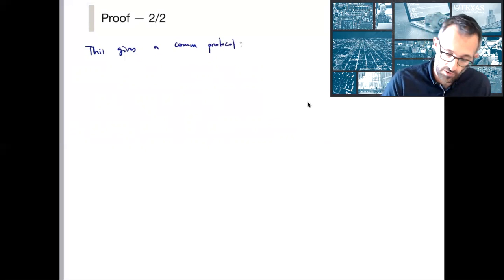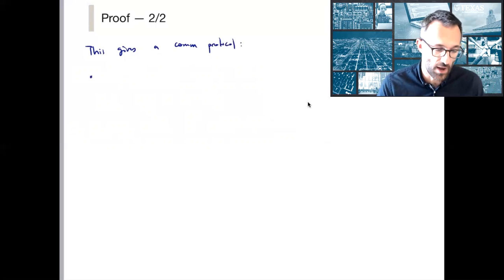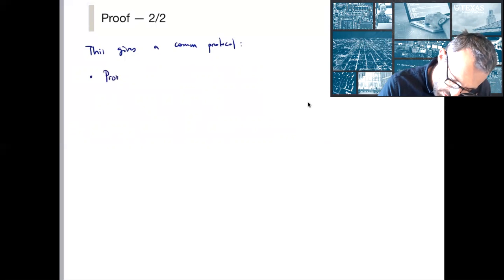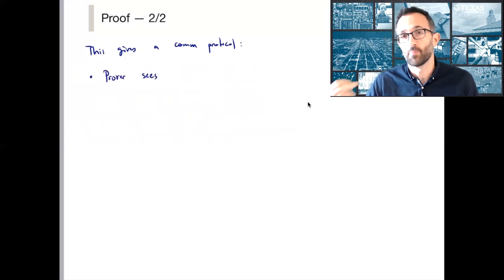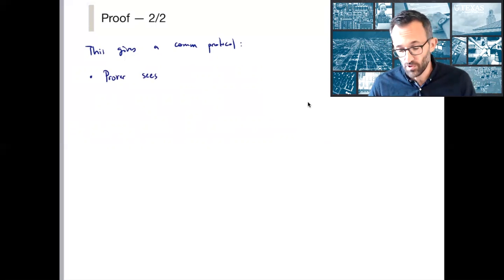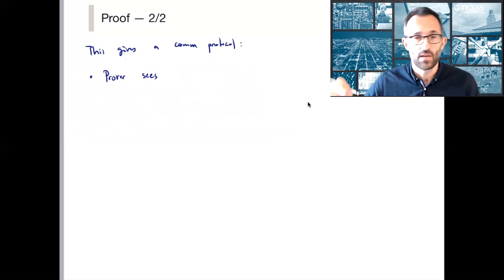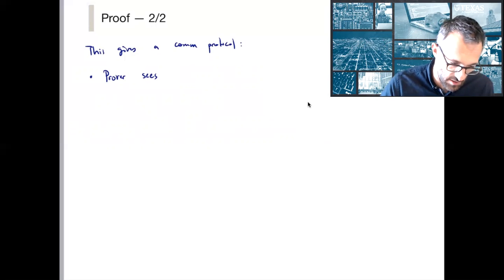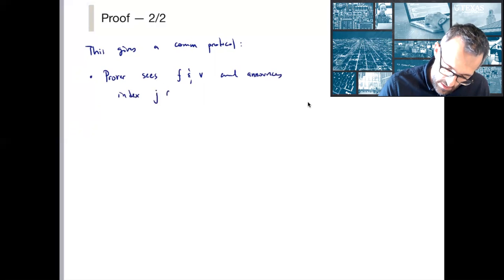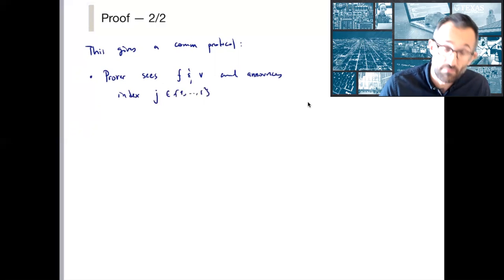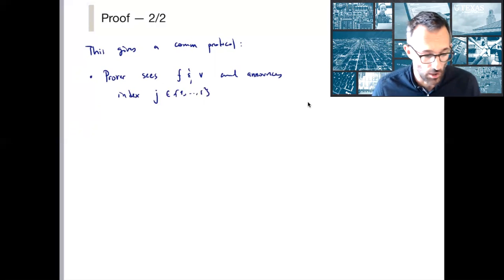And it's as follows. We can pretty much see what the prover has to do. The prover, recall, sees both Alice's x and Bob's y. In this case, the prover sees Alice's f, face, and Bob's v, vertex. So the prover sees f and v and announces index j, which is something between 1 and r. Therefore, this is going to give us communication complexity log r.